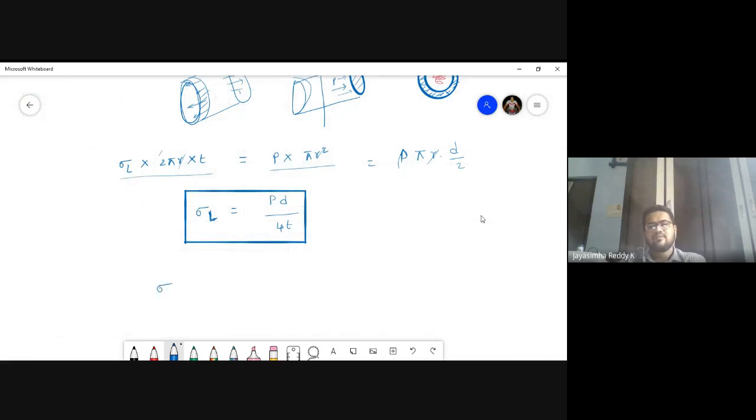So we have sigma H is equal to Pd by 2t, and sigma L is equal to Pd by 4t. This is very, very important. These two formulas are very important. Any doubts here, students?